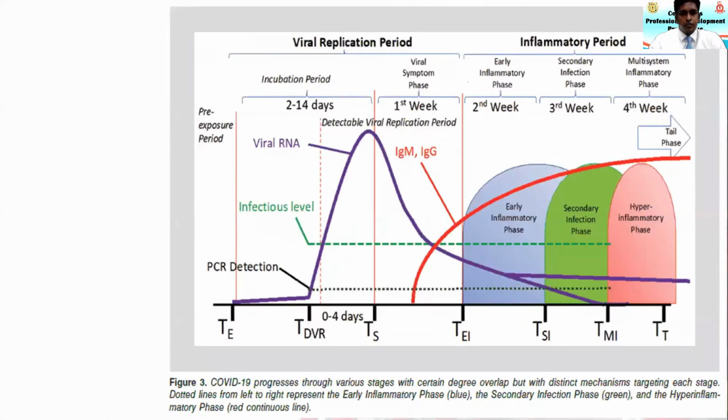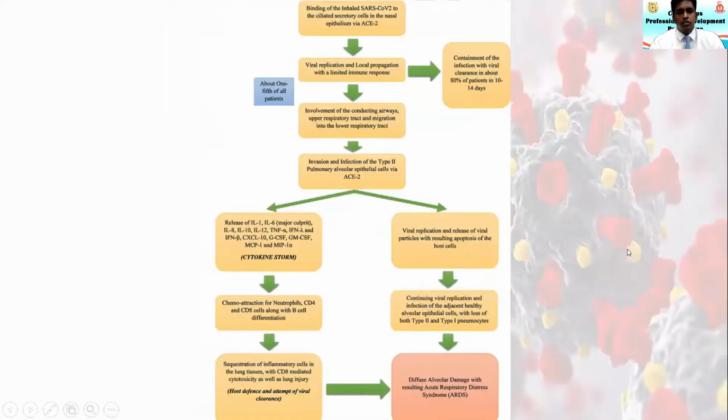So this is again a graphical explanation. Depending on this pathophysiology, certain treatments will be indicated at different stages. Especially if you start steroids in this initial period, it will be really harmful. As I mentioned, these are the phases: incubation period, viremic phase, early inflammatory phase, secondary infection phase, and hyperinflammatory phase.